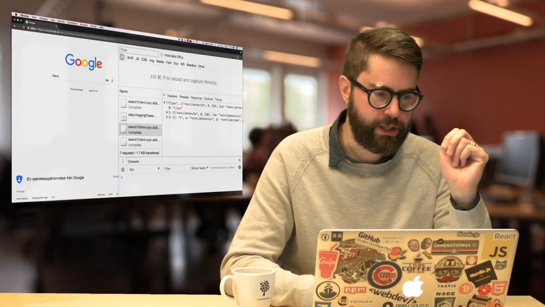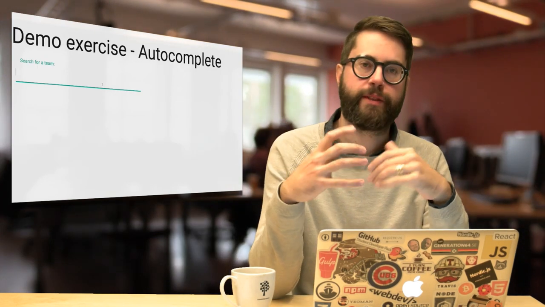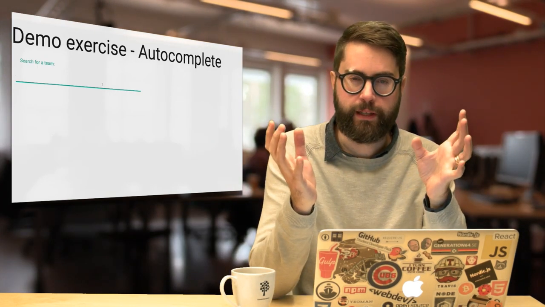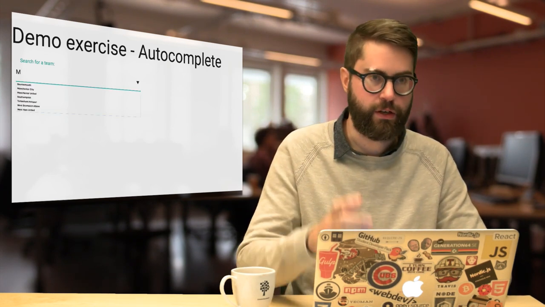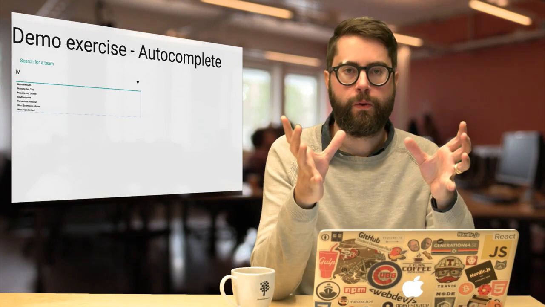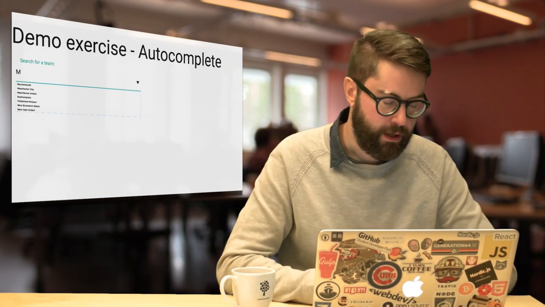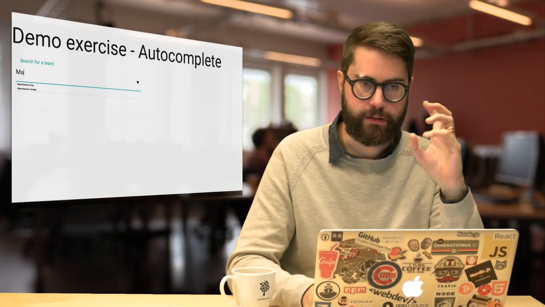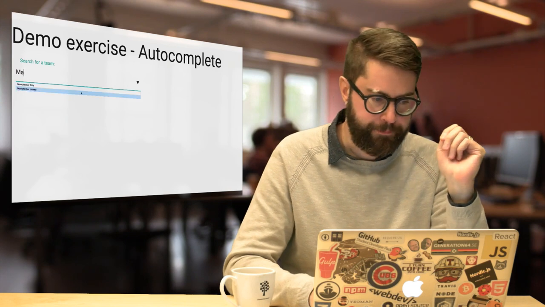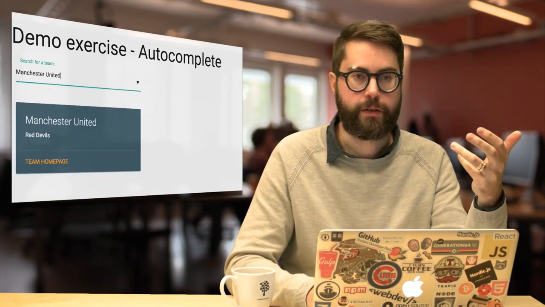In this demo application, instead of search results, we have a server that generates, or has, all Premier League teams. If I search for an M, we get all Premier League teams with an M in their team name. If I continue with MA, we get Manchester City and Manchester United. If I click one of those, a card appears.